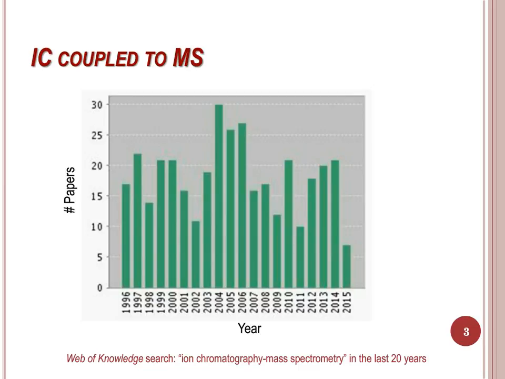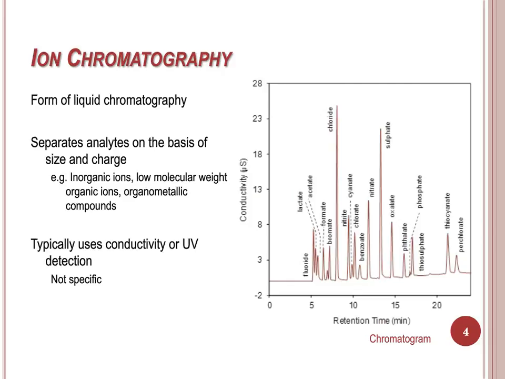For those familiar with IC, it is a form of liquid chromatography which separates analytes on the basis of charge and size, mainly inorganic ions, low molecular weight organic ions, and organometallic compounds. There are several modes of IC, including ion exchange, ion interaction, and ion exclusion chromatography, some of which will be discussed today. Currently, the most common form of detection used in IC is conductivity detection due to the charge on the analytes, although UV, pulsed amperometry, and obviously MS are also used. However, with the exception of MS, these detection modes are unspecific, relying on matching retention time with standards to offer a possible identification.